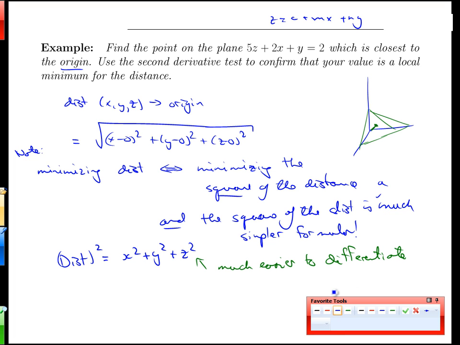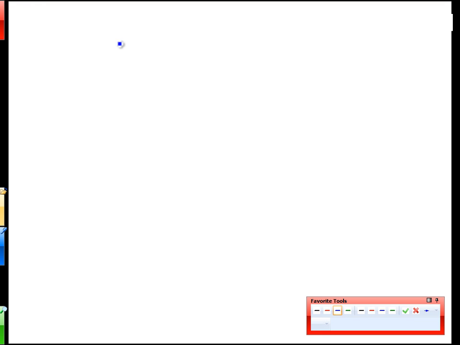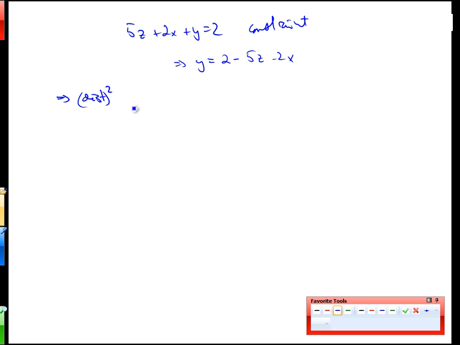All right. Let's start this on the next page then. We're going to need our surface here, our plane, 5z plus 2x plus y. So we have 5z plus 2x plus y equals 2. That's a constraint here. And I would be tempted here just to solve for y. Whatever the y value we pick is, it has to satisfy 2 minus 5z minus 2x. And that means our distance squared can be written as a function of simply x and z.